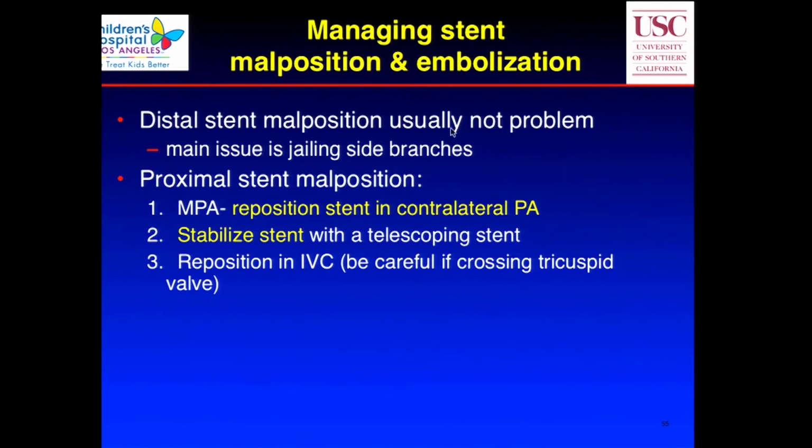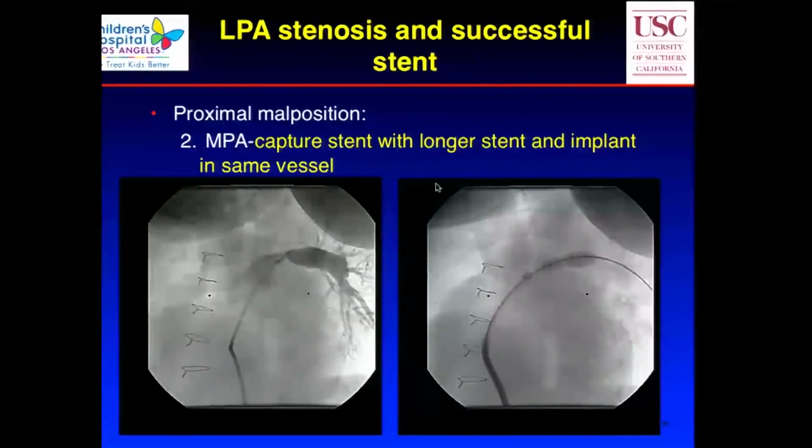So what happens when the stent is a problem? Well, there are three things you can do. You can either reposition the stent in the contralateral vessel, because usually the contralateral vessel is big. So you can put a wire through, readjust it with the JR catheter, and find the other side to put the stent in a safe place. You can also try to telescope an embolized stent with a longer stent to stabilize it, and I'll show you an example of that. Or you can pull the stent down into the IVC if it's still on the balloon, but you have to be very careful with the tricuspid valve. I tend not to do that if I can avoid it.